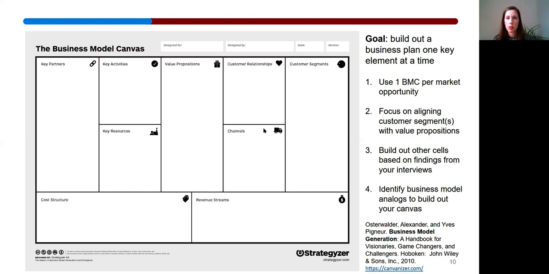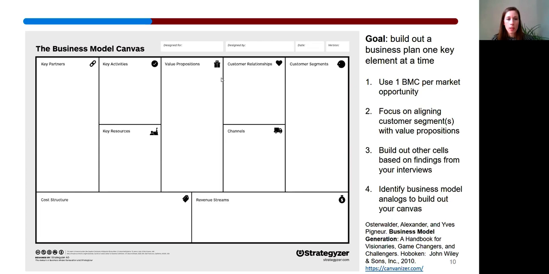I've also seen teams use things like color coding in this to work, or even drawing lines on there, meaning that you're really making the connection between a particular customer segment and the value propositions that matter most to them. So this is a tool that we're going to be using today throughout the workshop to help us really organize our thoughts around what we're hearing as we go through the customer discovery process.